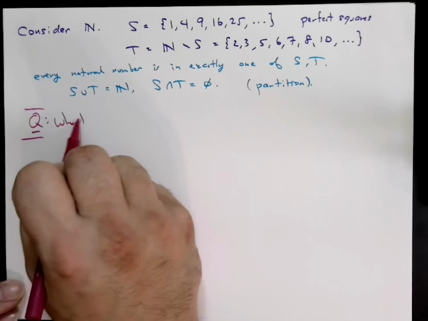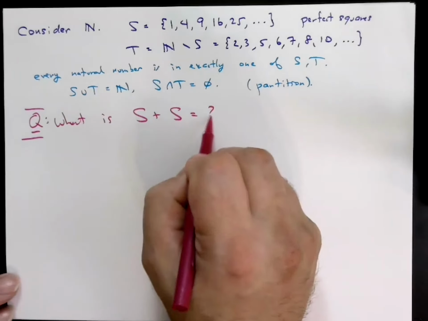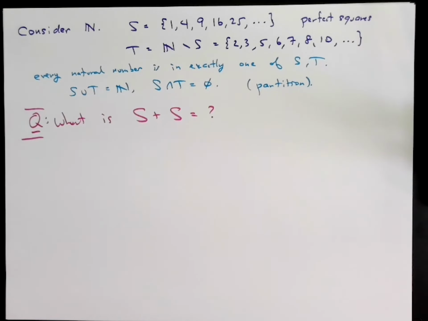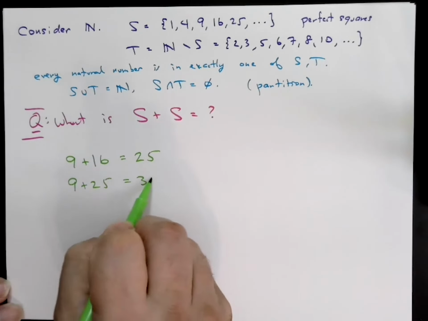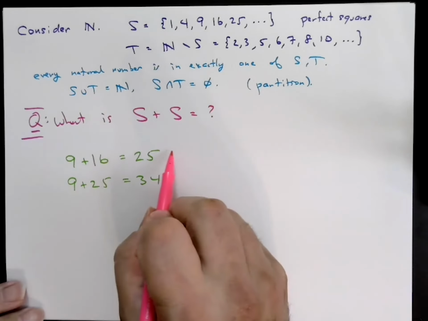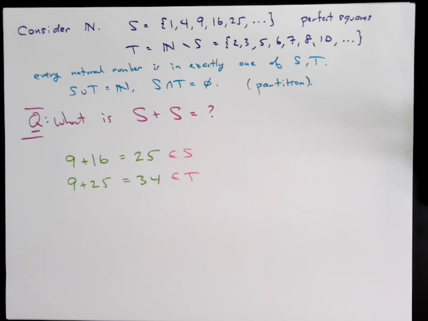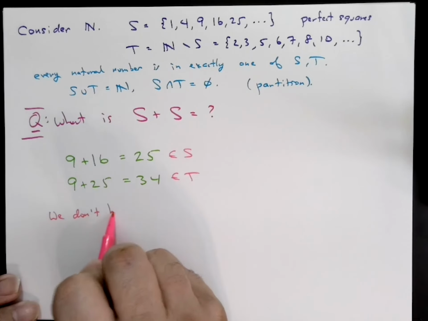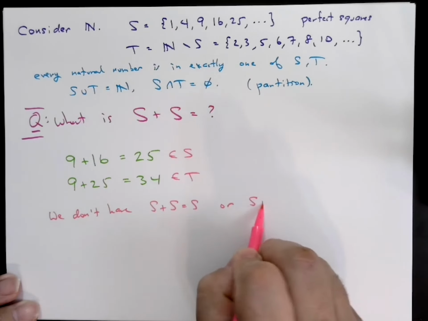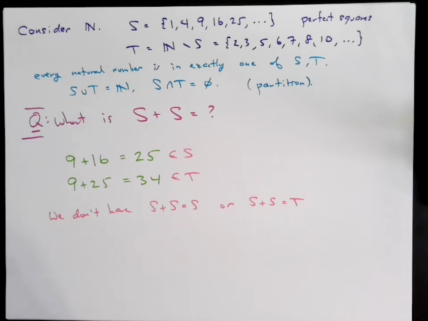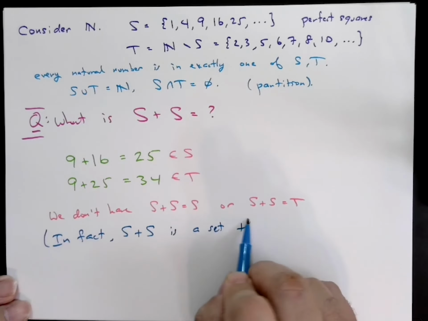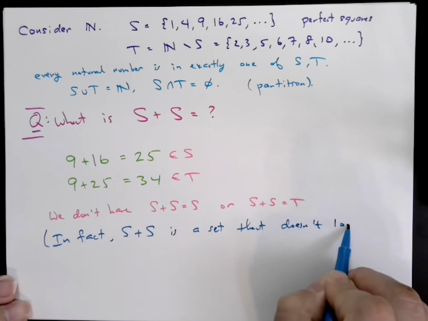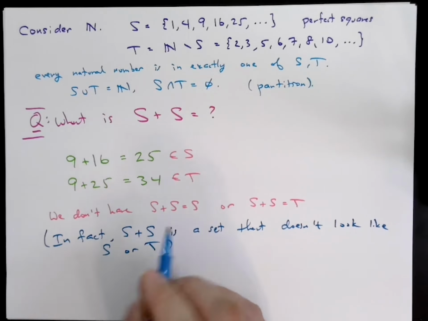So what is S plus S? Specifically, what do we get if we take the set of all perfect squares and add it to the set of all perfect squares? So notice, let's take two perfect squares, 9 and 16. Well, 9 plus 16 is 25. So sometimes we can add two perfect squares to get a perfect square. 9 plus 25 is 34, and that's not a perfect square. So sometimes we can add two perfect squares and get something that's not a perfect square. So notice here that we do not have S plus S equals S, nor do we have S plus S equals T. In fact, S plus S is just some sort of complicated set that has nothing to do with S and T.